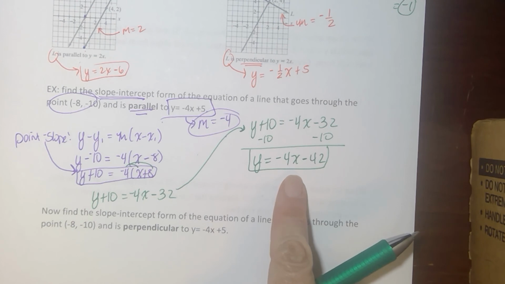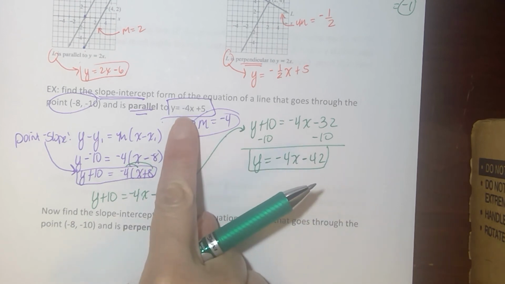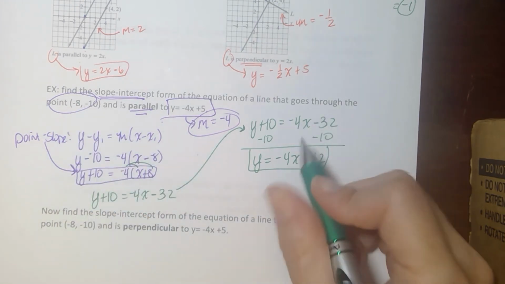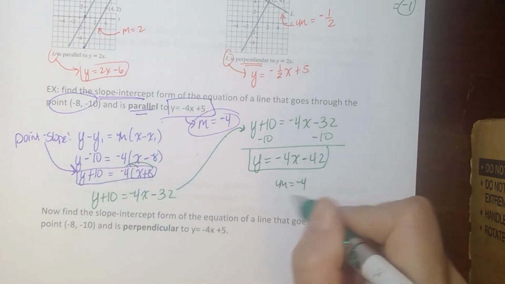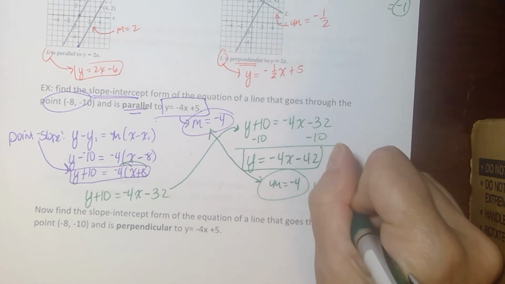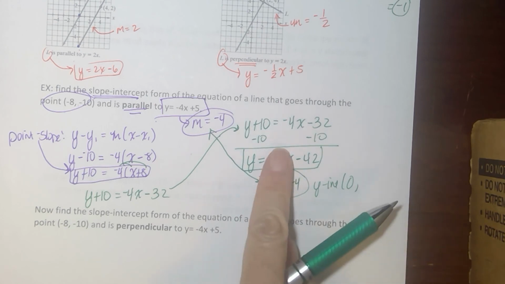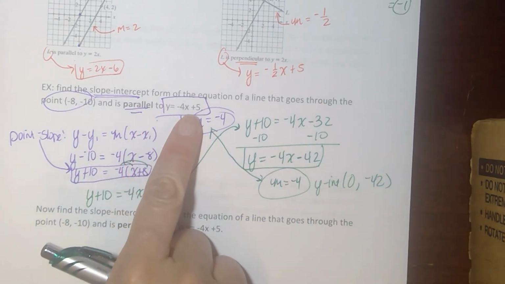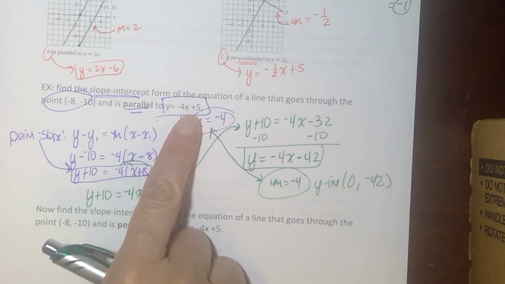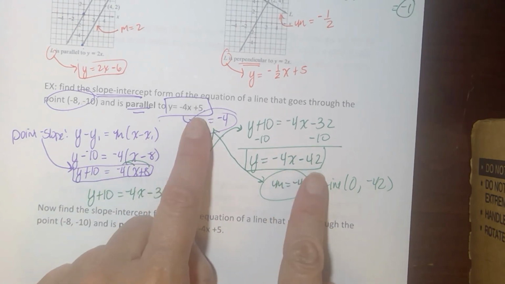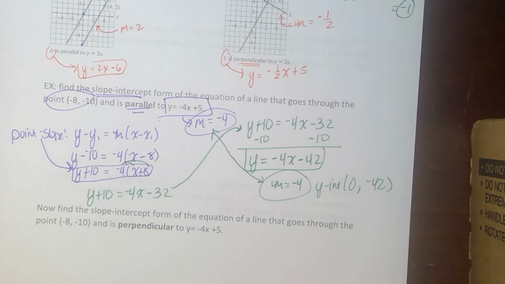This is my equation of a line that is going to be parallel to this given line and go through this point. The slope of this line is -4. Notice, same slope. The y-intercept of this line is (0, -42), whereas the y-intercept of the line I was given to look at the slope on was a +5. So these two lines are parallel. They have the same slope, different y-intercepts.